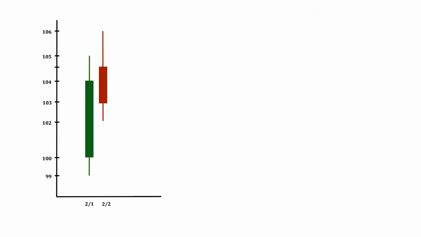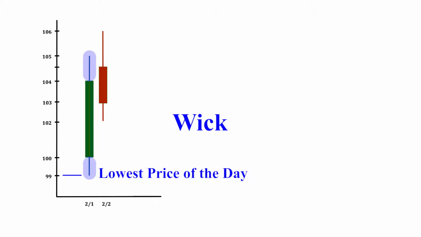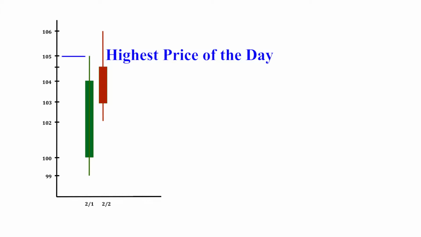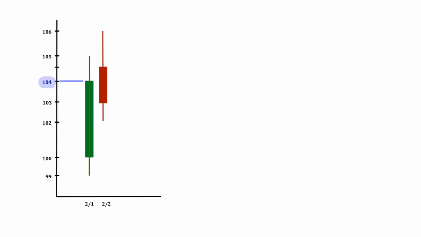Now let's look at the wick. The wick simply indicates the highest and the lowest price of the day. So on February 1st, the lowest price of the day that the stock traded at was 99, and the highest was 105. So let's recap the movement for February 1st. 9:30 a.m., stock opens at $100. The price went down to 99 and eventually reversed and moved up to a high of 105. And when it closed, it was at 104. So to summarize, each candle shows the open, the close, the high, and the low price of the day.